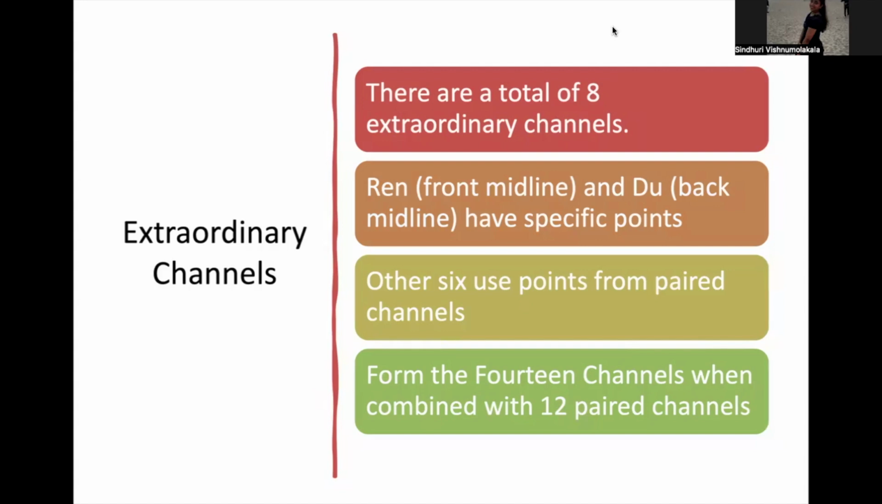These two channels have their specific points and form their own meridians. But the remaining 6 extraordinary channels use points from the paired channels. So they don't have a meridian of their own but share the points with the paired channels. Since Ren and Du are also important and have their own channels, we consider it to be 14 channels when combined with the 12 paired channels.